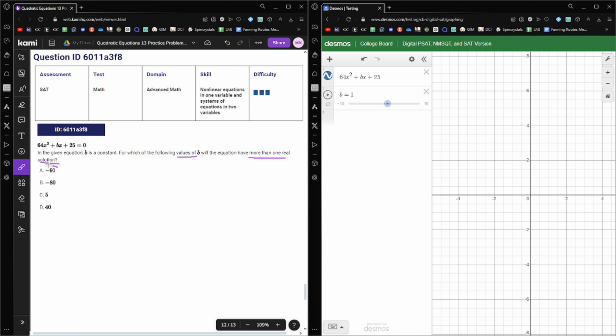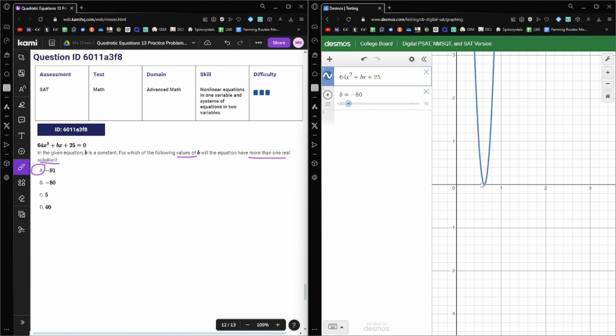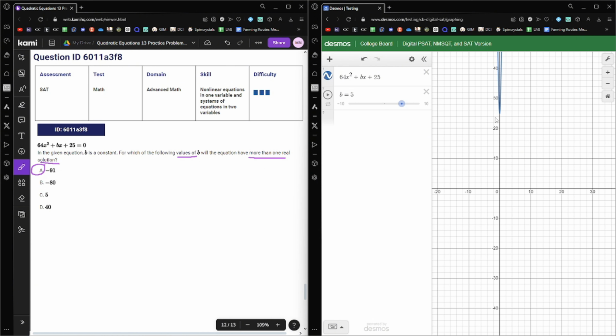And once again, since they give us answer choices, we can just plug those numbers into Desmos. So b equals negative 91. And this one has two solutions, so I guess our answer is A. Dang, lucky again. Just for funsies, let's go through the rest. B equals negative 80. Alright, that has exactly one solution, so it's not going to be B. B equals positive 5. That one has no solutions, so it's not going to be C. And then b equals 40. This one also has no solutions, so it's not going to be B, C, or D, which means that, once again, our answer is A.